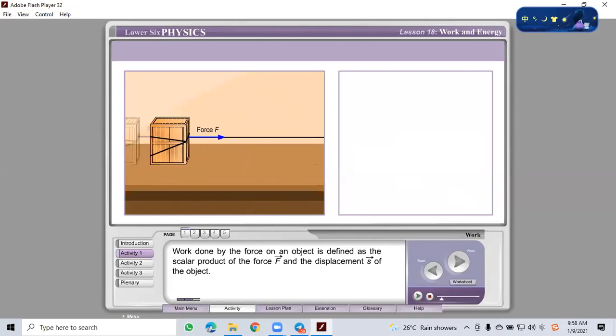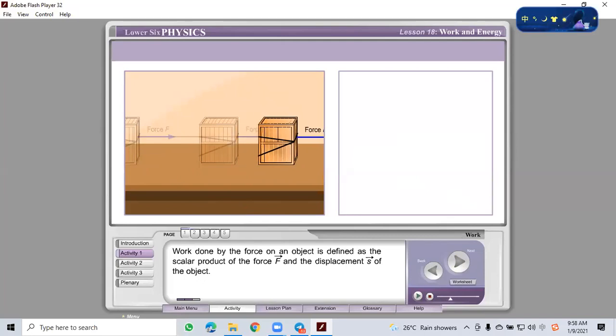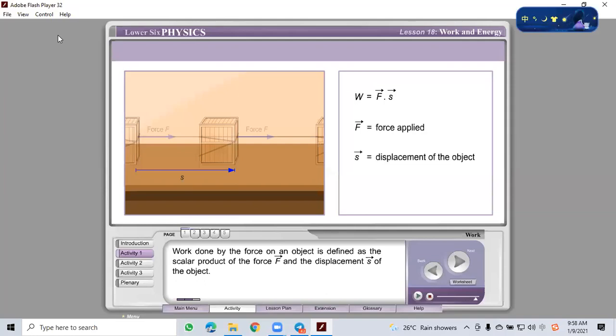Work done by the force on an object is defined as the scalar product of the force F and the displacement S of the object. W equals F dot S, where F is the force applied, S is the displacement of the object.